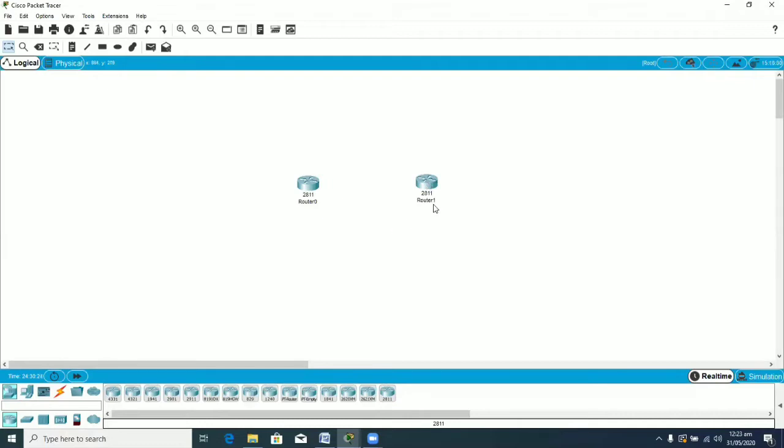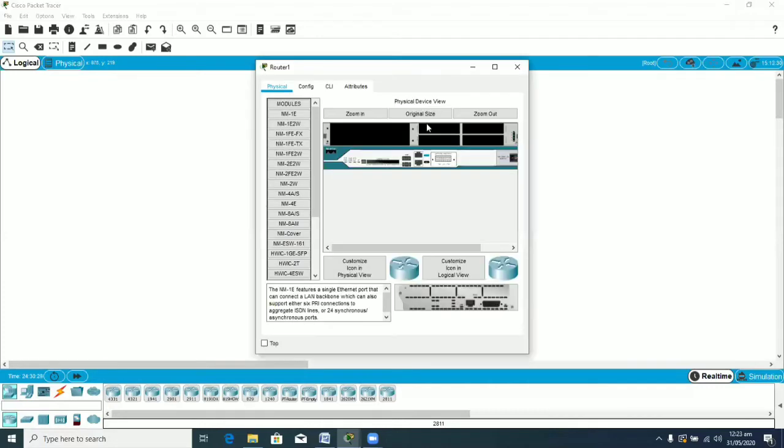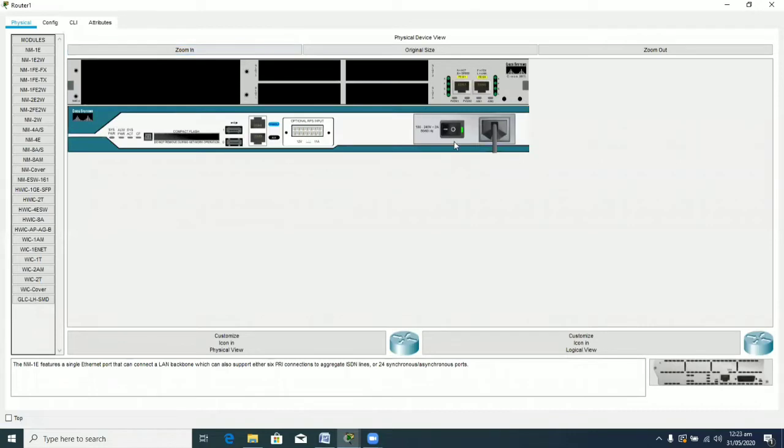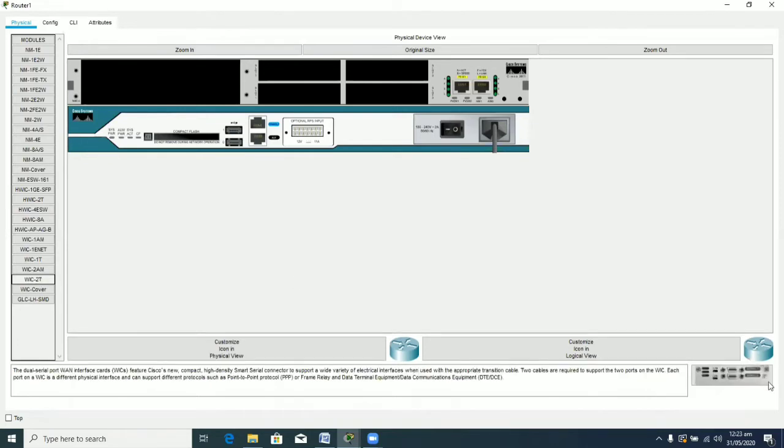It is the 2811 router. And on this 2811 router, one more thing should be done, that is the attachment of the serial interface, because by default 2811 routers don't have any serial interface installed on them. So this is our favorite VIC2T card. This VIC2T card is dragged and dropped in its particular place, and then it is turned on.